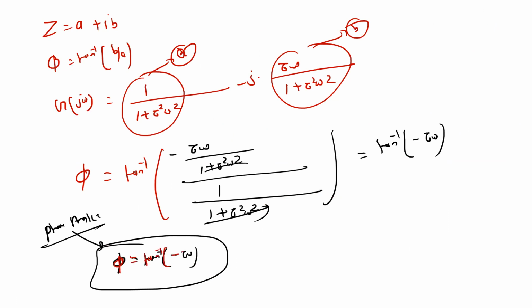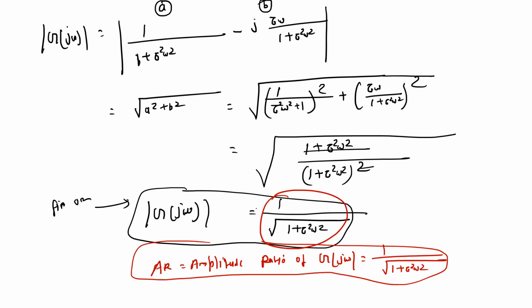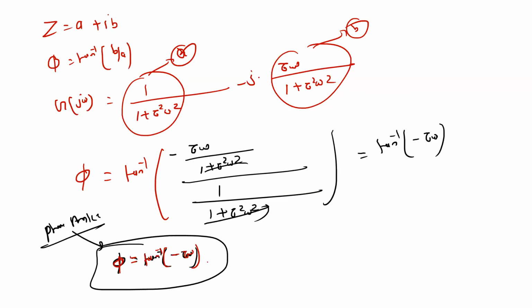This is a very important property that you need to understand for a first order system: the frequency response is derived from a sinusoidal forcing function. Once we give a sinusoidal input to a first order system, we get the amplitude ratio 1 upon root of 1 + τ²ω² and the phase angle phi, that is tan inverse minus τω. Any doubt?